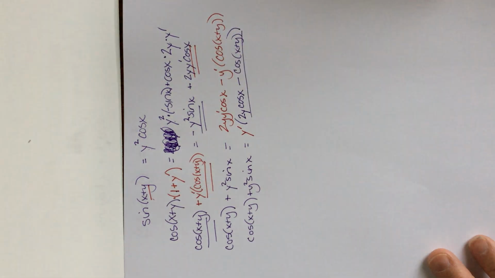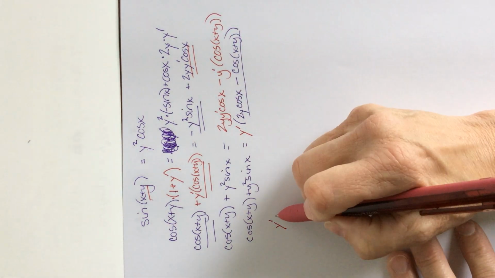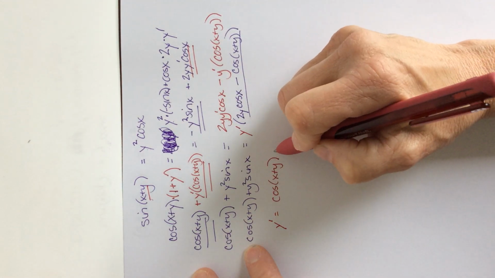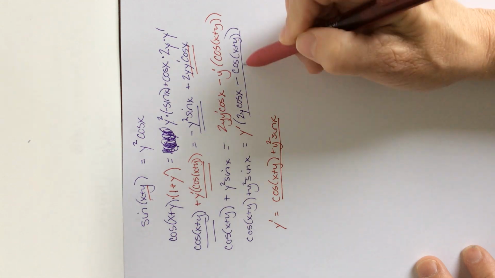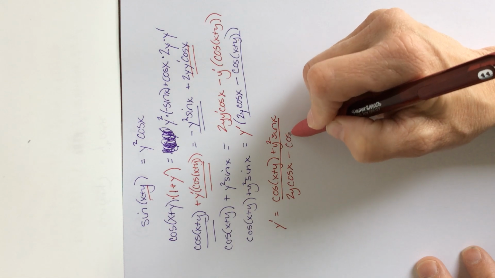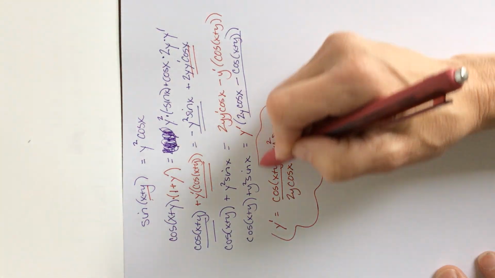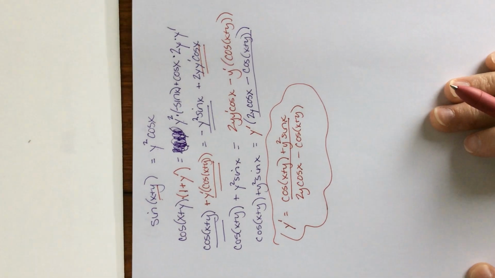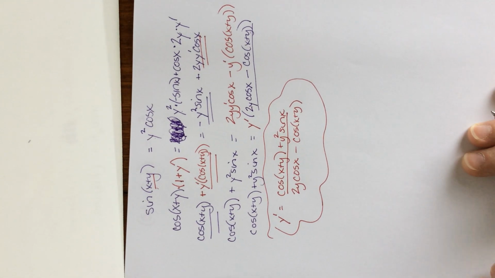So I'm going to divide both sides by this, and I will be left with, I like my y prime on the left, equals cosine of x plus y squared sine of x over this stuff, 2y cosine of x minus cosine of x plus y. And there is your derivative, or y prime. Okay? All right, so good old implicit differentiation.